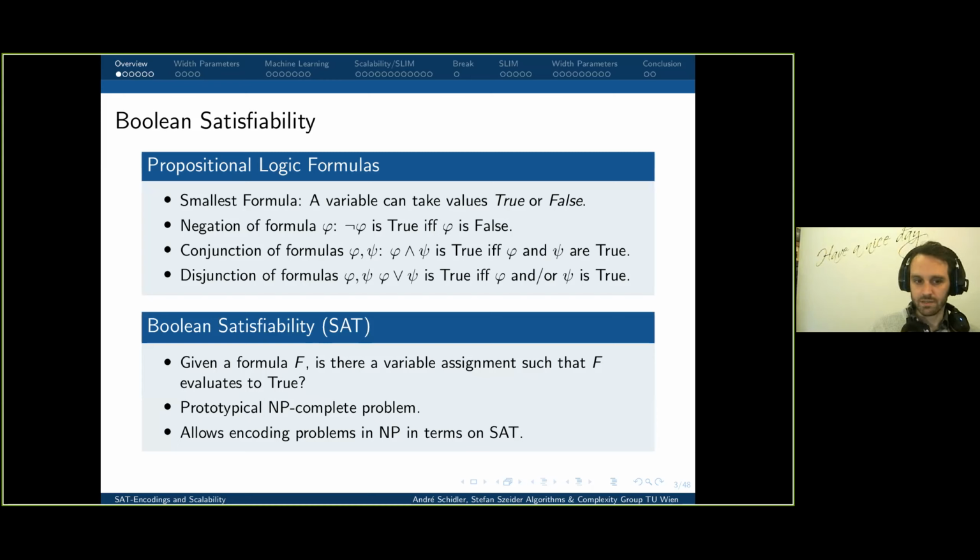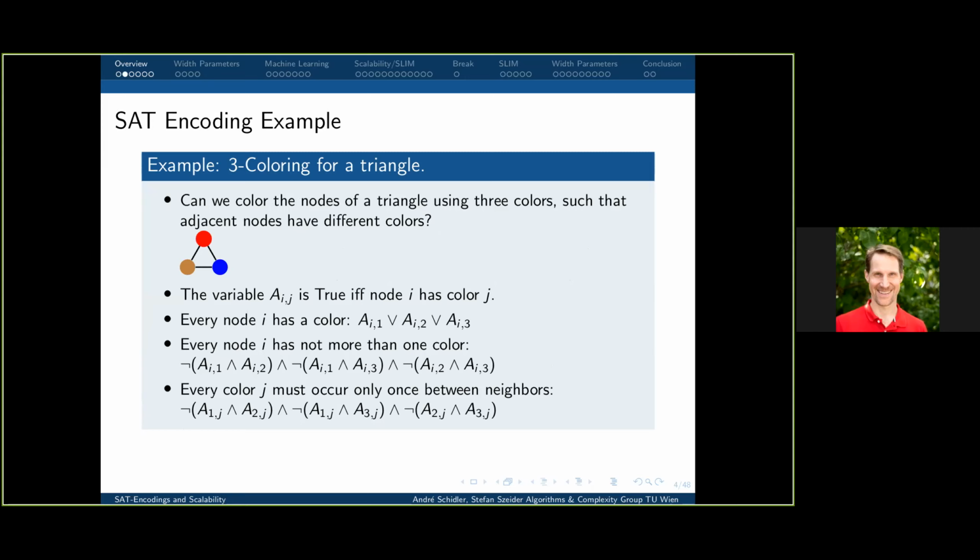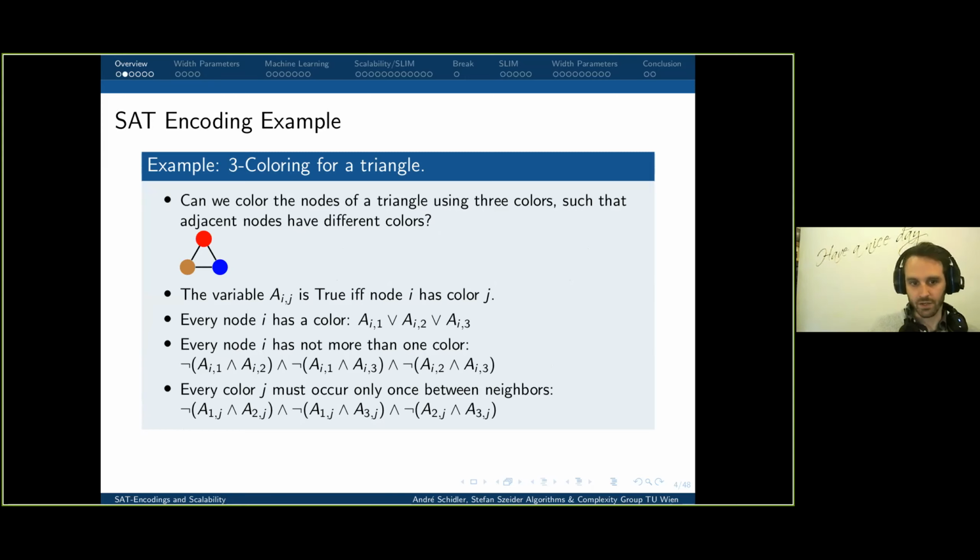Then Boolean satisfiability is just the problem of, given such a formula f, is there a variable assignment such that f evaluates to true? This is the prototypical NP-complete problem that has been widely studied, which is very nice for us because there is a lot of research, both theoretical and a lot of development of solvers that can actually answer this problem. It also allows us to encode a lot of problems in NP into SAT. This is a very trivial example of an encoding: the question of, can we three-color a triangle, which is trivially true, as you can see in the figure. But it serves as a good example of how we can encode a different problem into SAT.